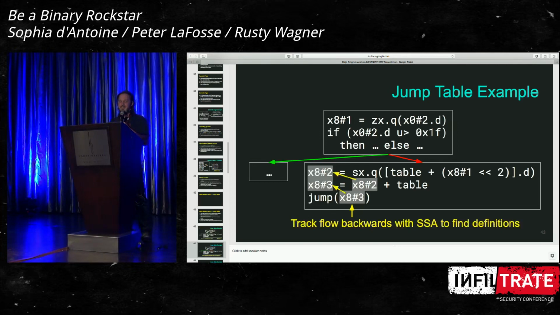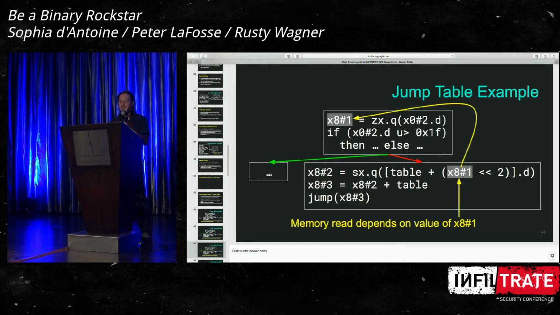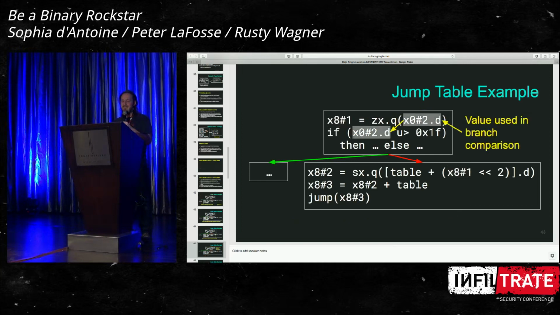So first, we start tracing data flow backwards with SSA. Every SSA variable has exactly one definition, so it's pretty easy to follow it back. We end up at this x8 number 1 here, which is used in a computation for the address here. So we need to figure out what values this could have. So we trace it back to its definition.